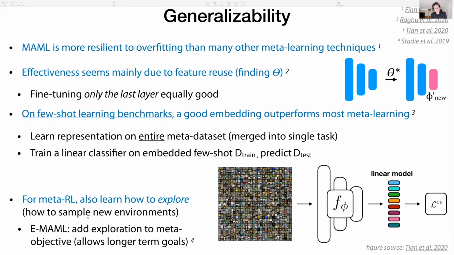Related to that, it has also been shown in MetaRL that MAML works well, but only for tasks where you only need a few actions at test time. But you can fix that by adding an exploration term to the objective. This way you can still, it's called eMAML or exploration MAML, where you force it to actually also learn larger goals at test time, longer term goals.